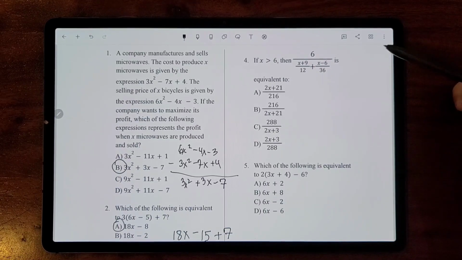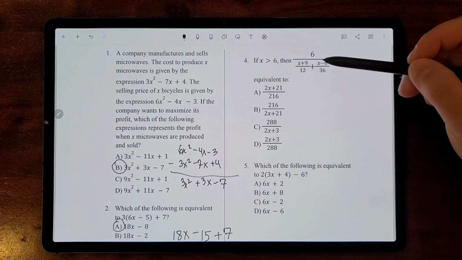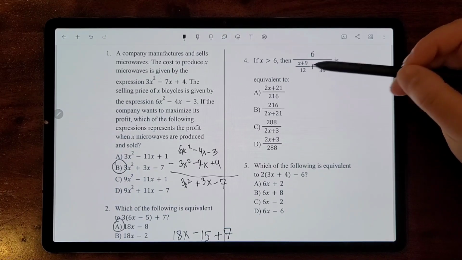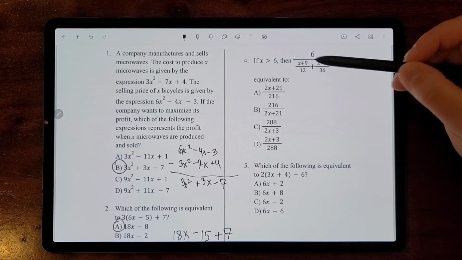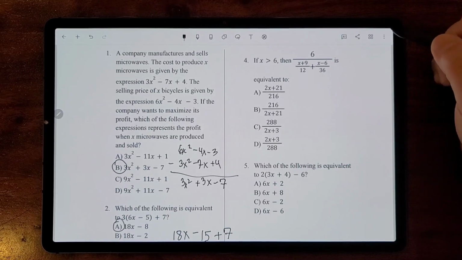So now let's go to number 4. Here you can, if you want to, work with the fractions on the bottom, and do this whole bottom part as if it's its own equation, and then look at it with the 6 on top after. But that's going to make your life a whole lot harder.